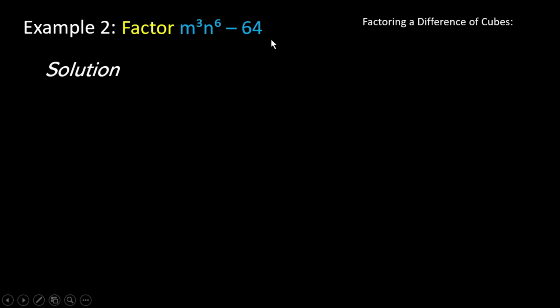Para naman sa ating pangalawang halimbawa, meron tayong factor m cubed n to the 6 minus 64 para sa ating solution. So, dahil minus yan, ang gagamitin natin na formula is factoring a difference of cubes. So, meron tayong a cubed minus b cubed equals to a minus b times a squared plus ab plus b squared. Ito yung kanyang factor pag nakuha na natin yung value ng a at saka b.